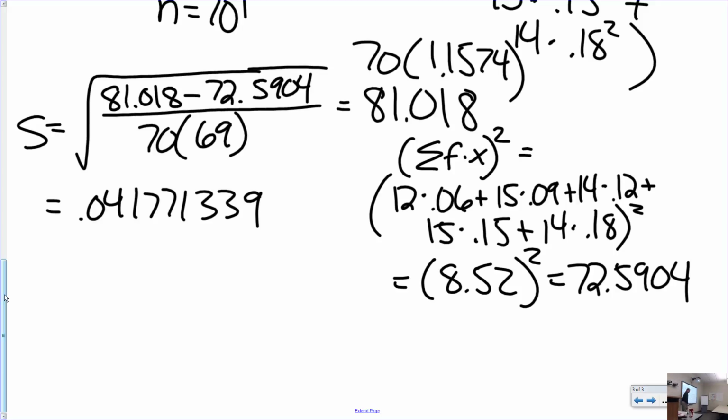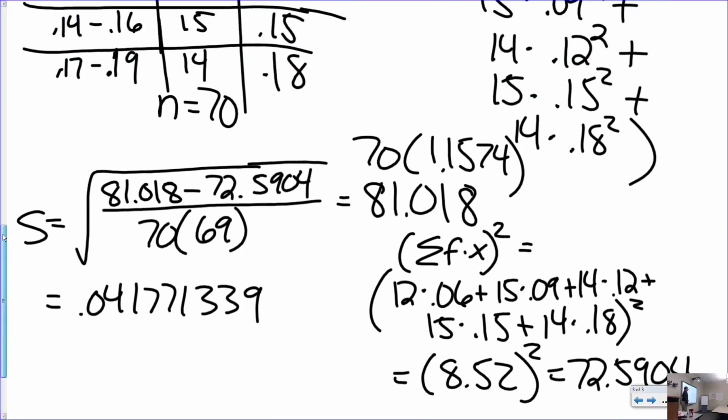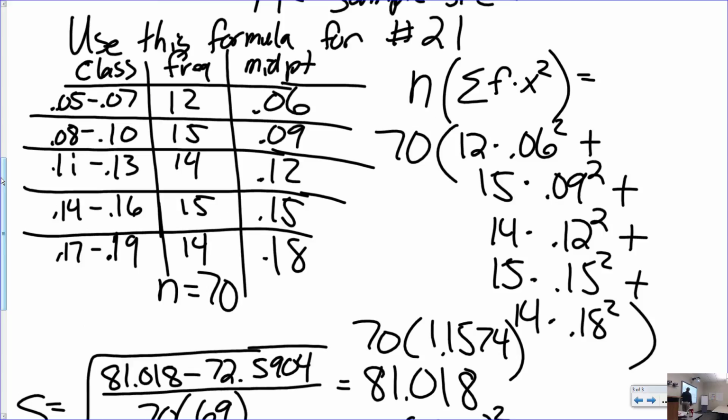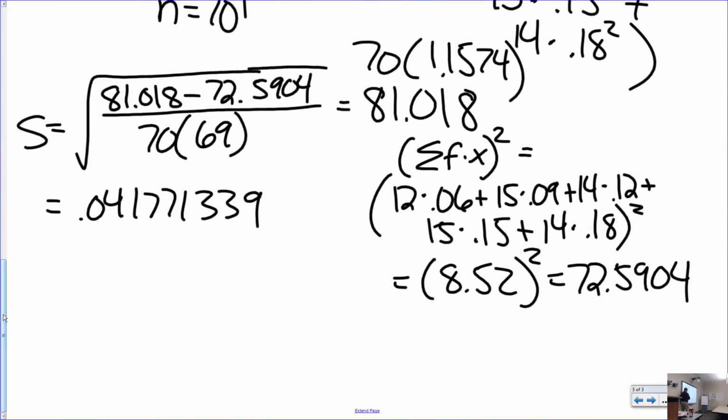Where would I round this number to? Where was our data? 2 decimal places. So where am I going to round to? 1 past. Always 1 past, right? So the standard deviation here is approximately 0.042.